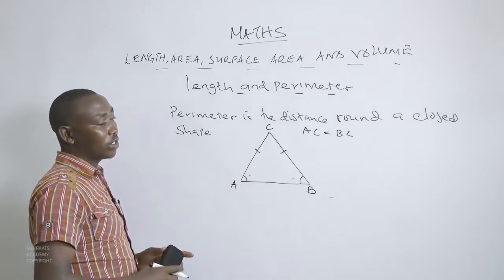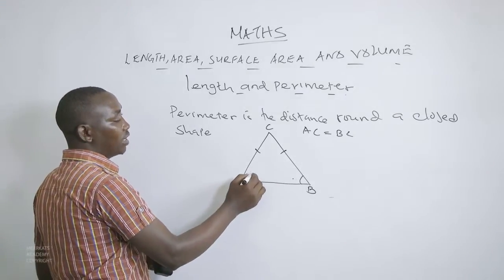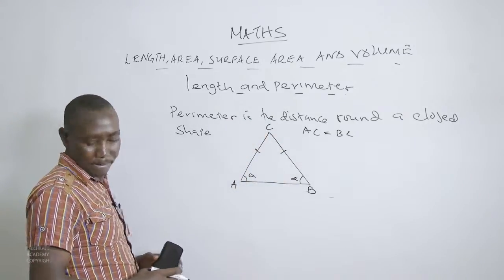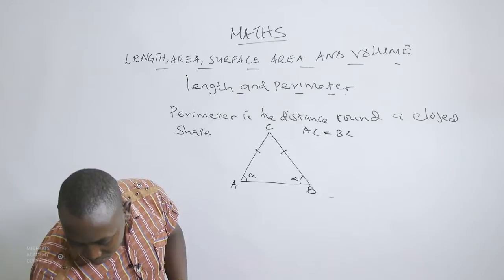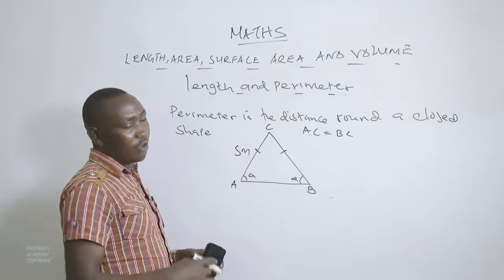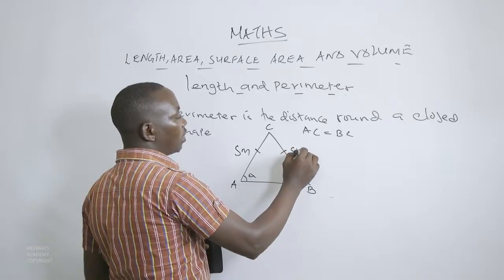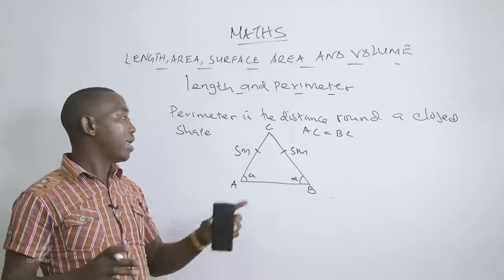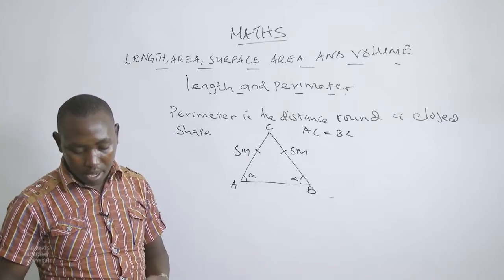I've said for an isosceles triangle the base angles will be equal. So if this is angle alpha, that will also be angle alpha. So in case you are told that this is 5 meters, definitely the other side will also be 5 meters because of that aspect of equality.